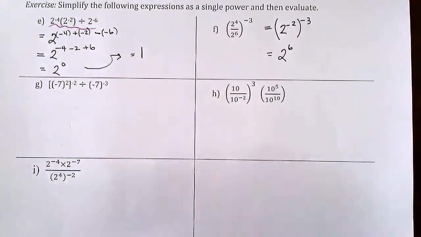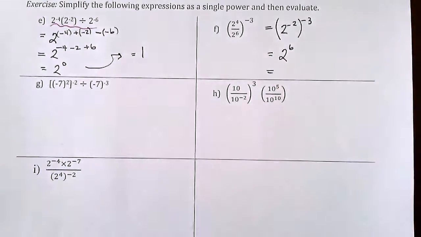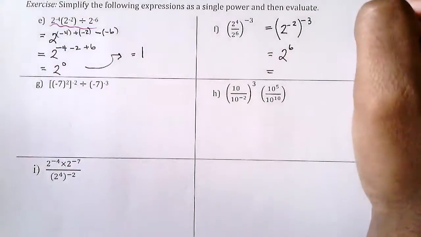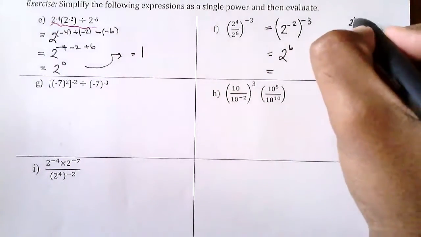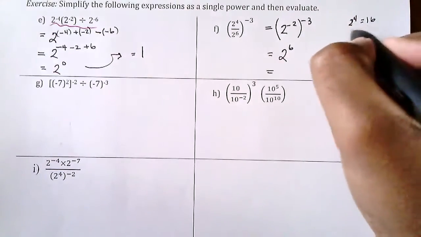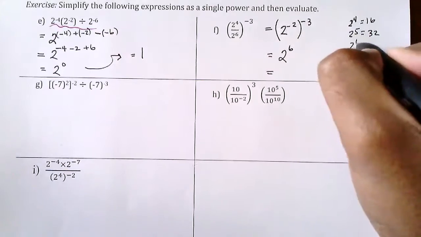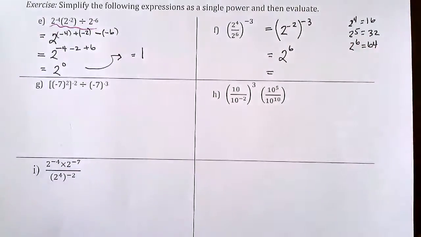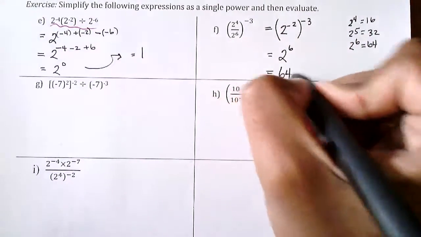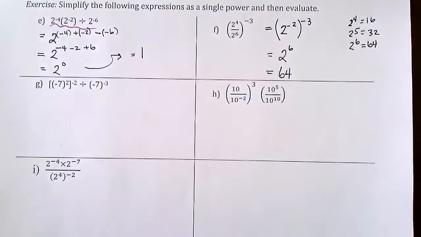Now I need to solve. 2 to the power of 6 is 2 times 2 times 2 times 2 times 2 times 2. And so again, you need to become familiar with these numbers. 2 to the 4 is 16. So 2 to the 5 is twice that, 32. And 2 to the 6 is 64. So you should know that this is 64, and really you should know that off the top of your head.